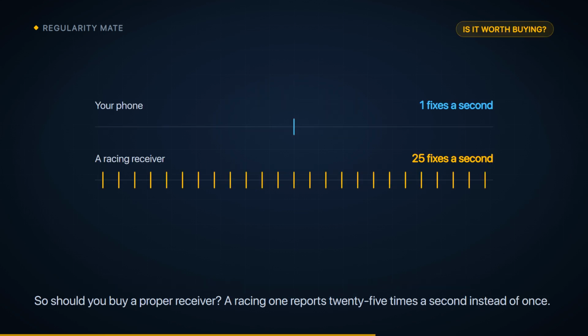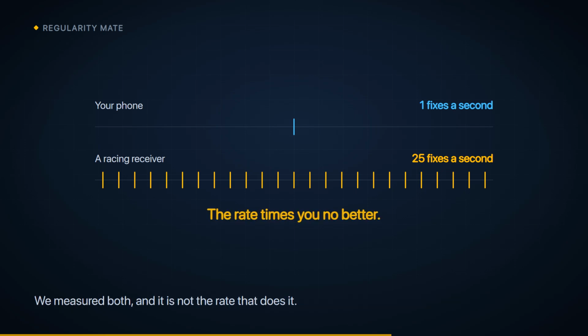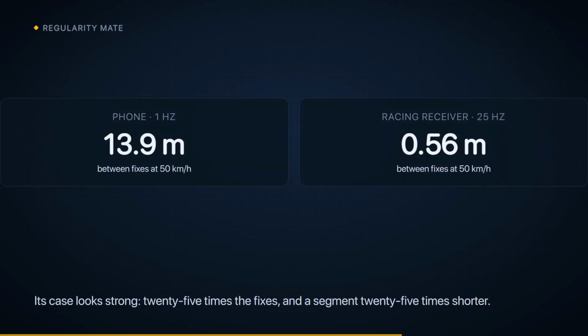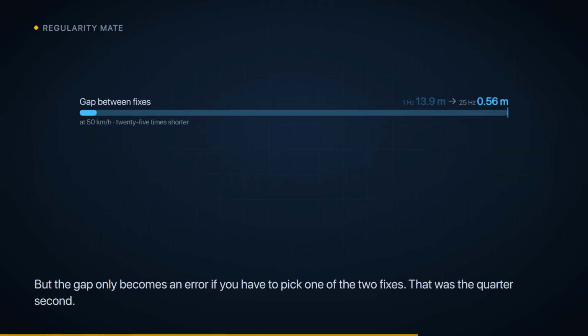So, should you buy a proper receiver? A racing one reports 25 times a second instead of once. We measured both, and it is not the rate that does it. Its case looks strong, 25 times the fixes, and a segment 25 times shorter. But the gap only becomes an error if you have to pick one of the two fixes.